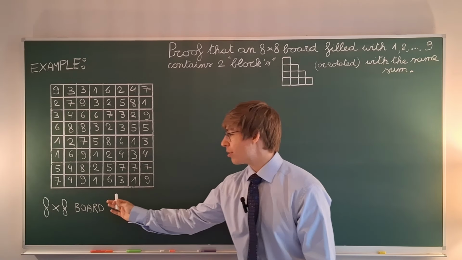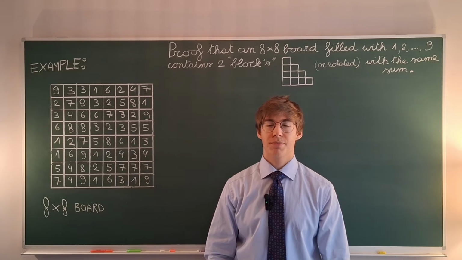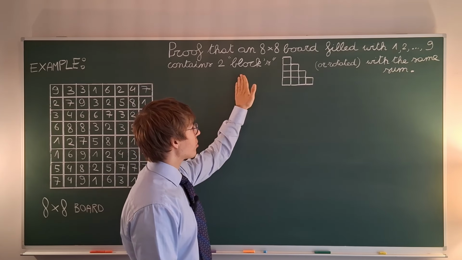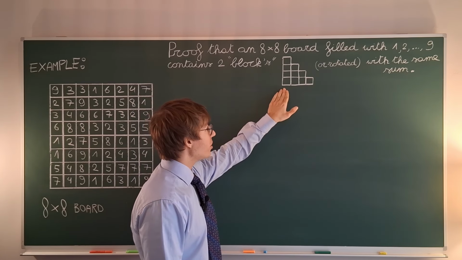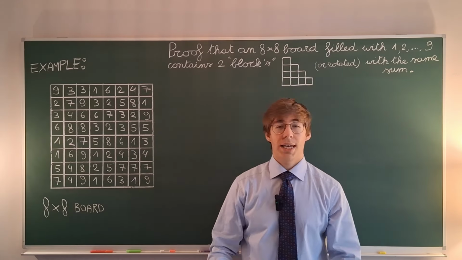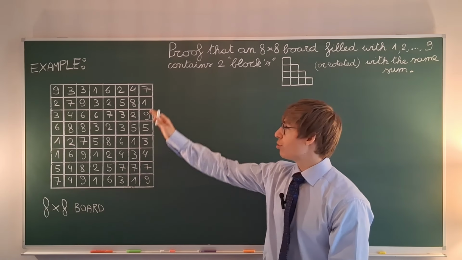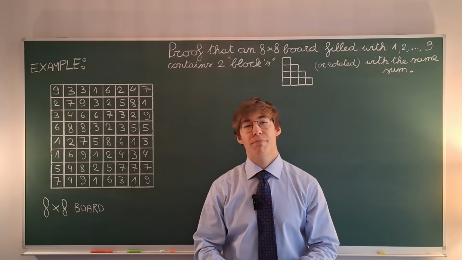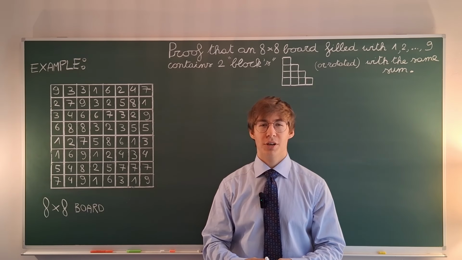So let's start with the first one on an 8x8 board. We have to prove that there exist 2 blocks on this board of this form, which could be rotated, with the same sum. And all the numbers in this board are between 1 and 9. So if you want to try this yourself, then pause the video now because the solution is coming right now.